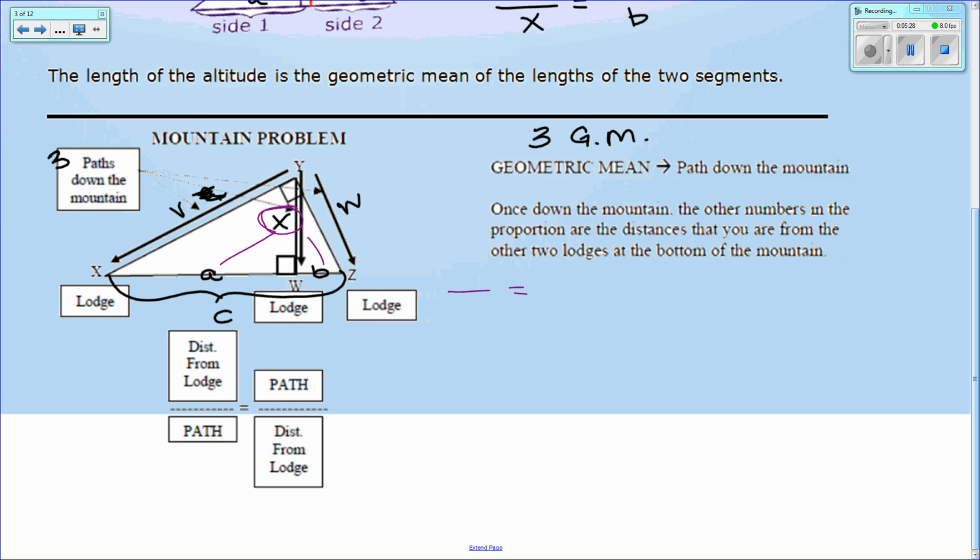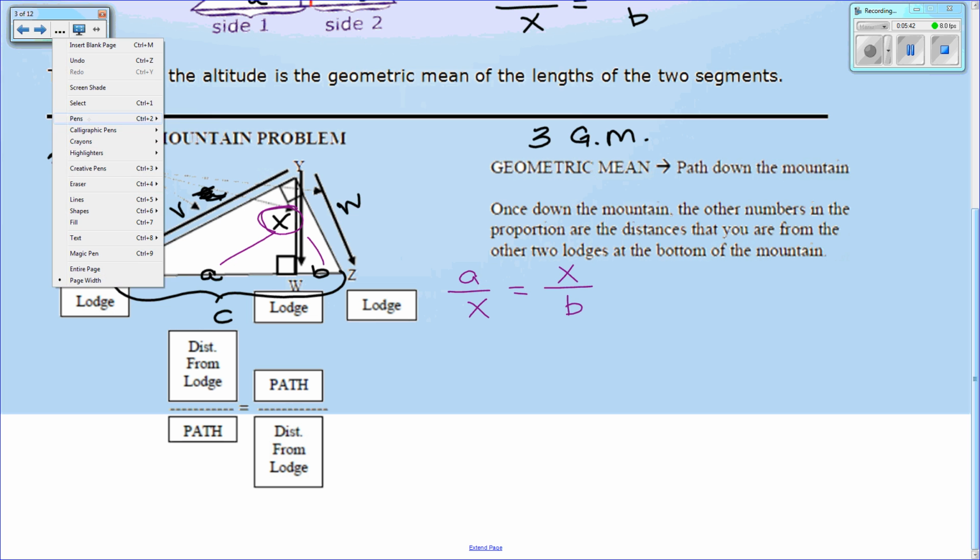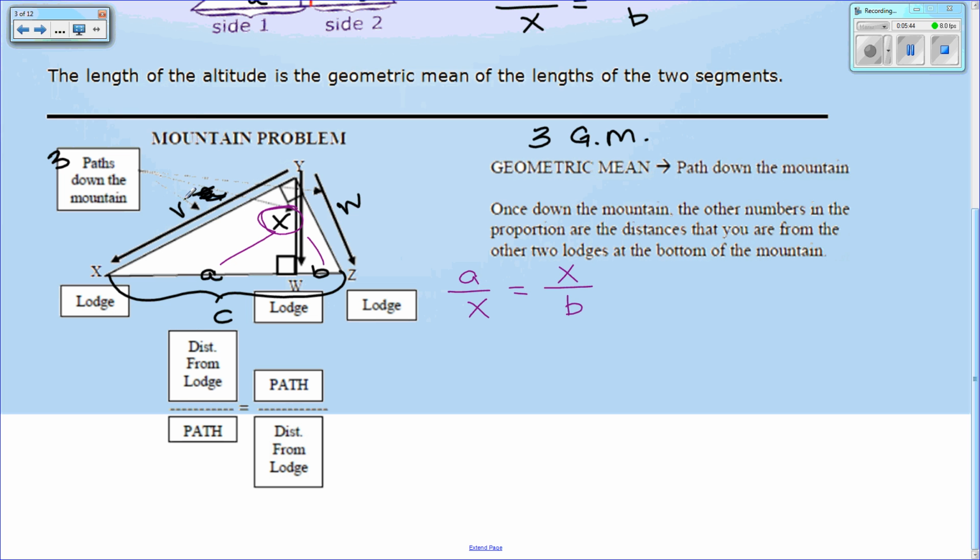So my first proportion, if I'm using this as my altitude, if I'm using this geometric mean, then you put your X's there. The other two are your A and your B, which is what we talked about above. Now, if V is going to be my geometric mean, then it pairs with the A, and it hooks around and pairs with the C. Okay, so now you've got this formula.